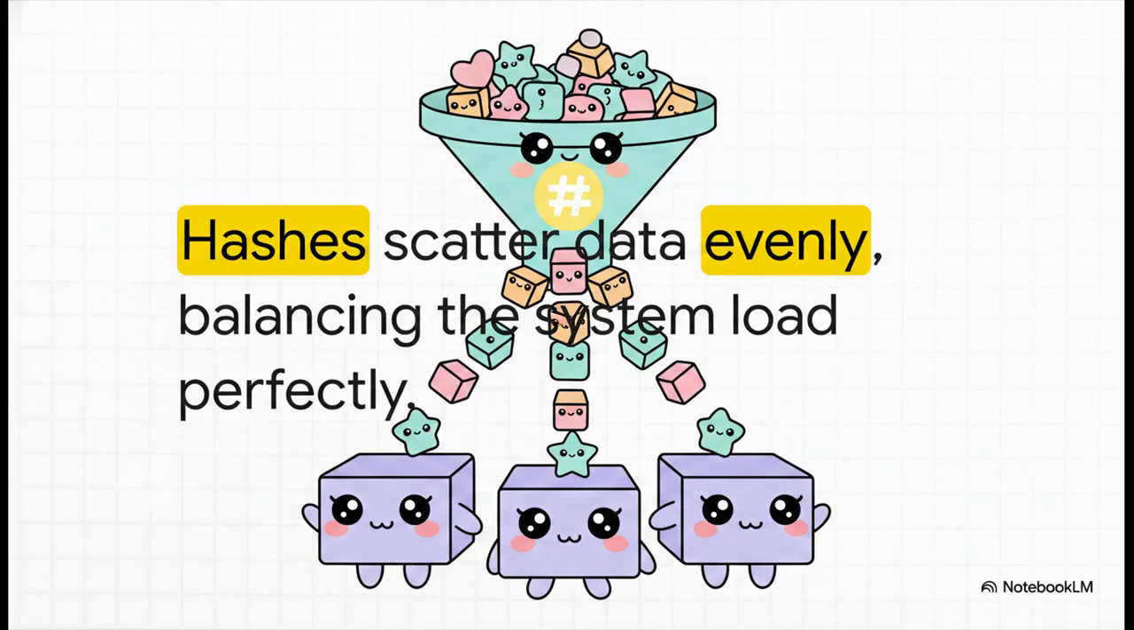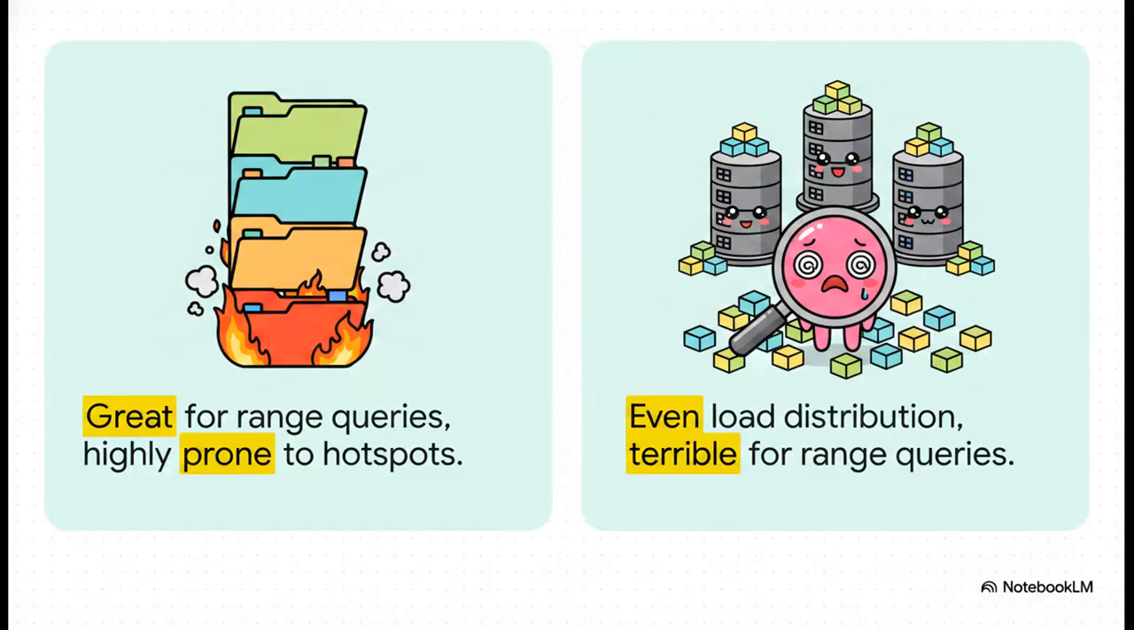Remember that nasty time span hotspot issue we just talked about? Completely resolved. The writes for today's date are now magically spread out across the entire cluster, balancing the system load perfectly. But as with everything in system design, we have to make a trade-off. Let's contrast these two methods. Key range partitioning is absolutely fantastic for range queries, but it's highly vulnerable to those skewed hotspots. Hash partitioning, on the other hand, perfectly balances the load, but we completely destroy the natural sort order of our data.